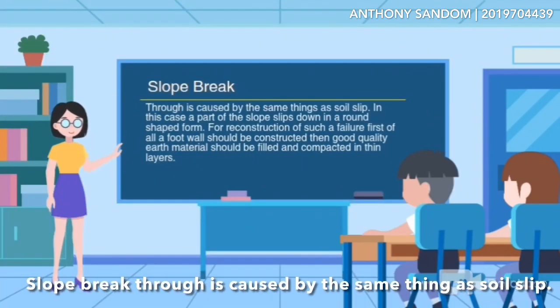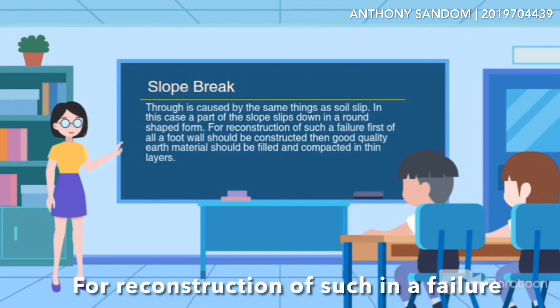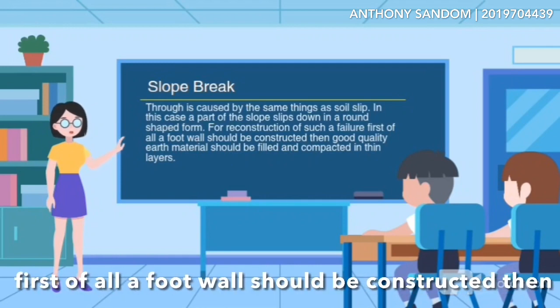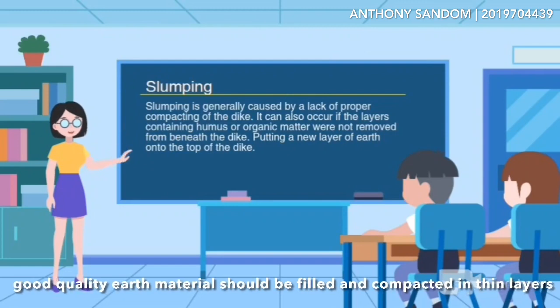Slope breakthrough is caused by the same things as soil slip. For reconstruction of such a failure, first of all a footwall should be constructed, then good quality earth material should be filled and compacted in thin layers.